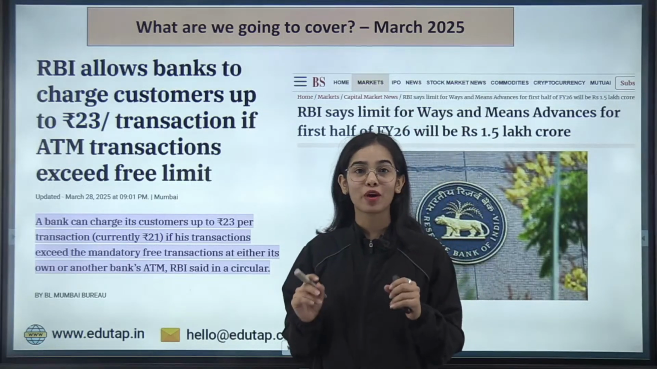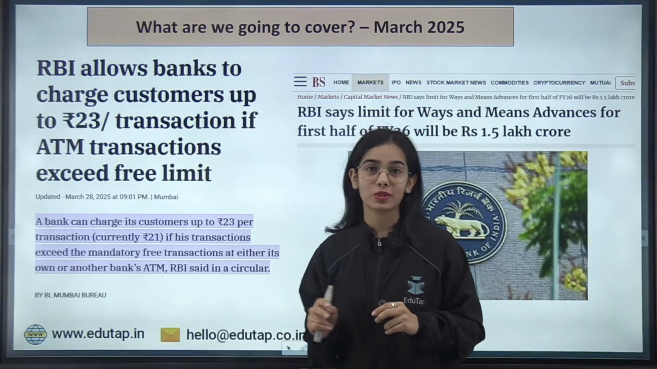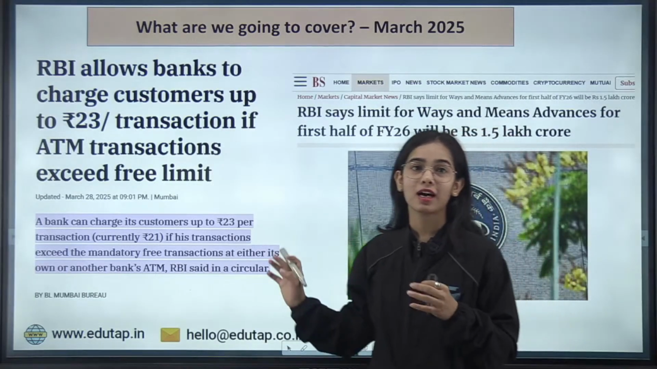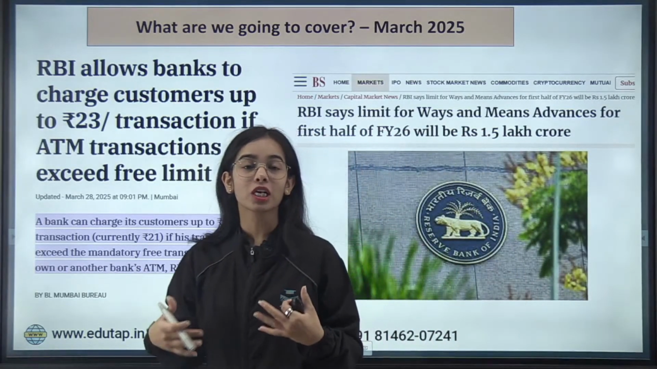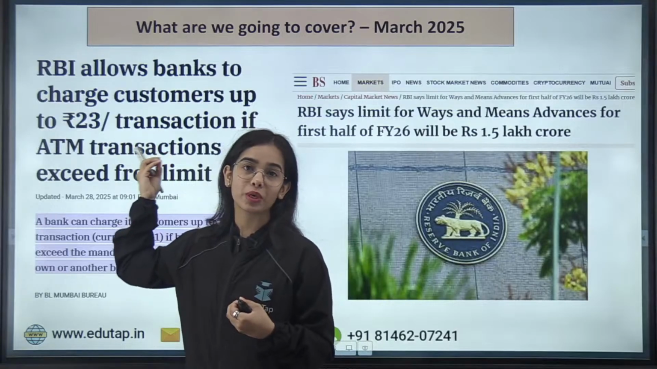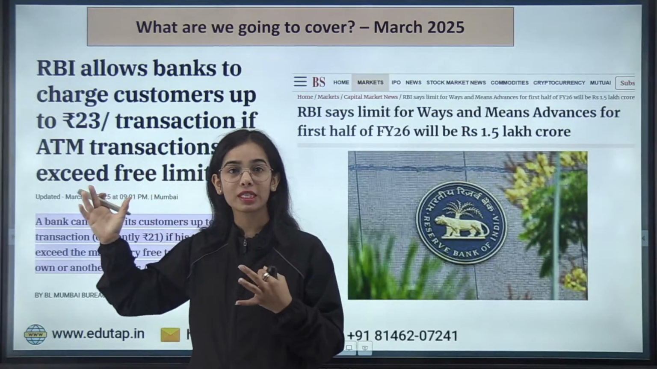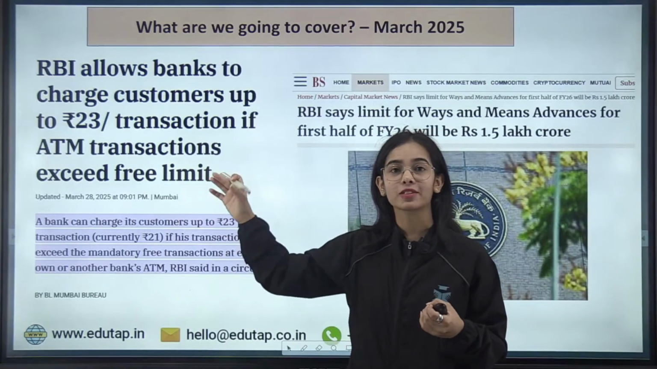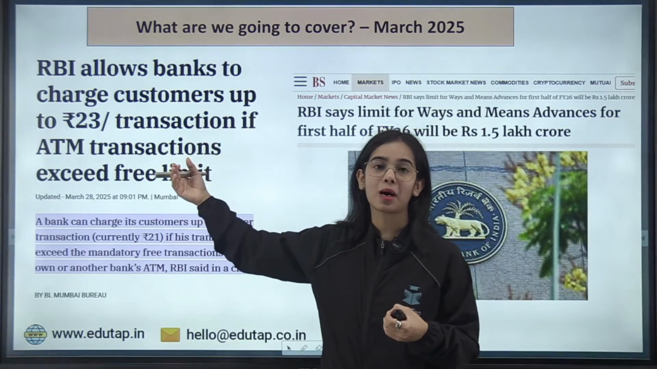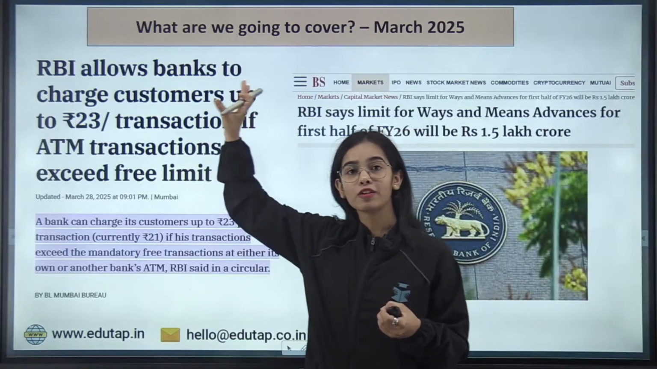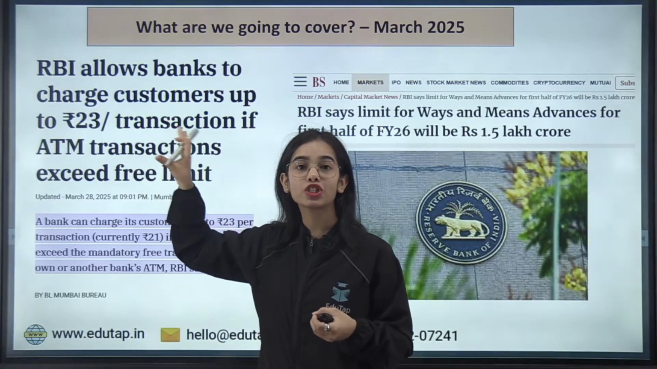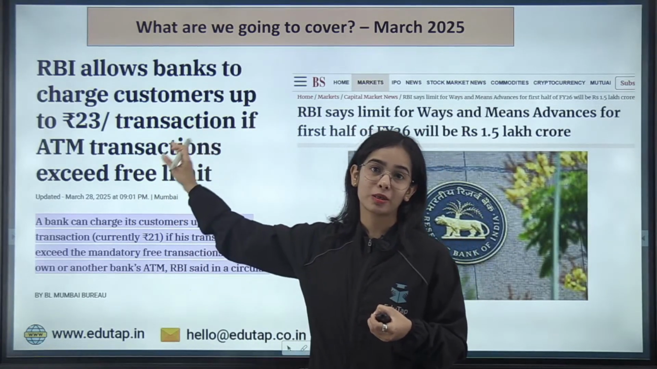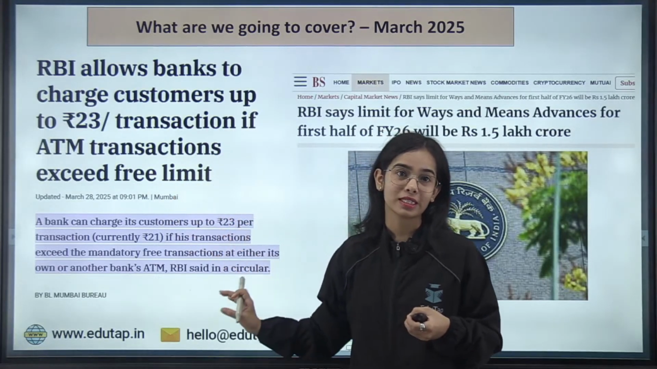In today's session, we are going to discuss two very important news articles. The first one is regarding the RBI has allowed the banks to charge the customers up to rupees 23 per transaction. So for which transactions this is the maximum fee that has been defined, as well as what is the increase that has happened, what is the change in the customer fee, as well as what is the change in the interchange fee. That is all that we are going to discuss in today's session.